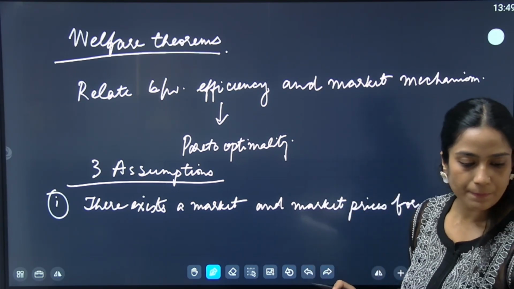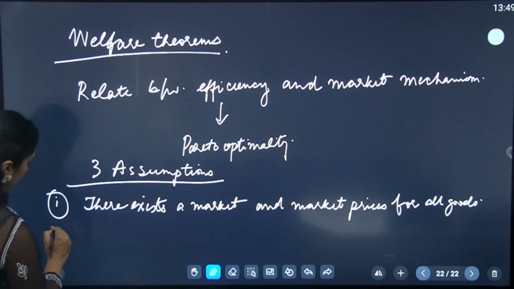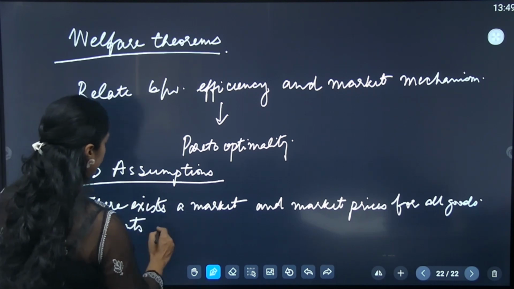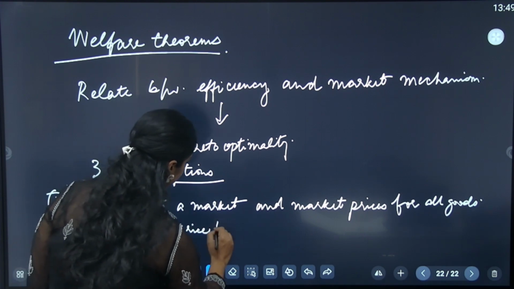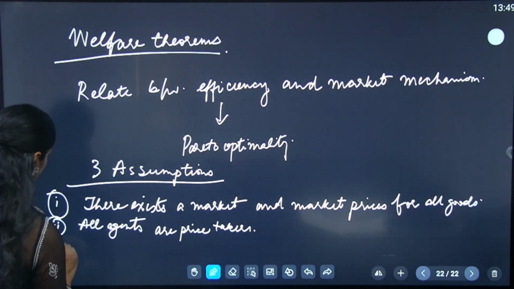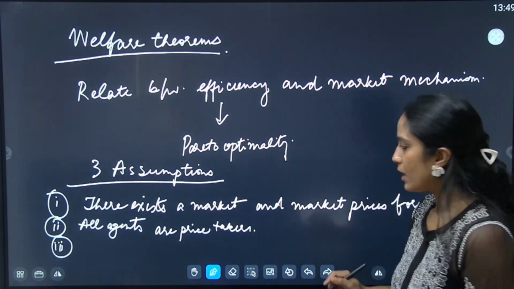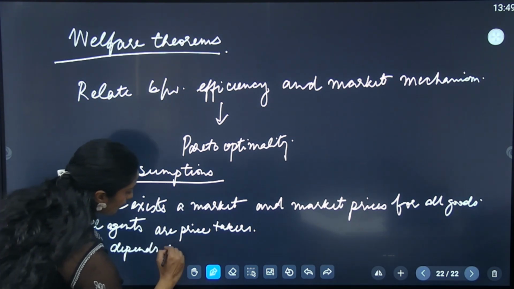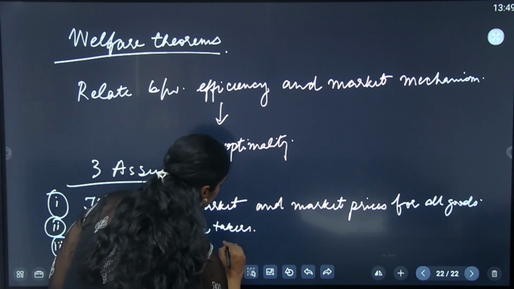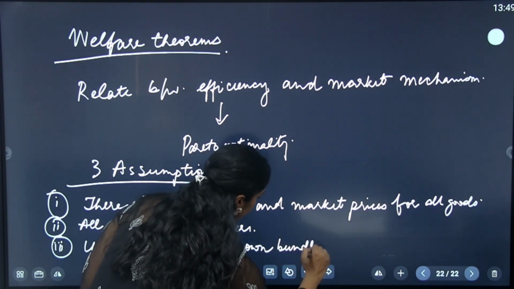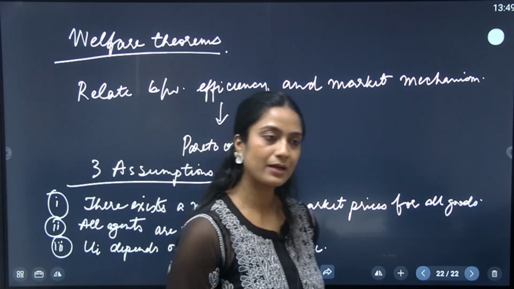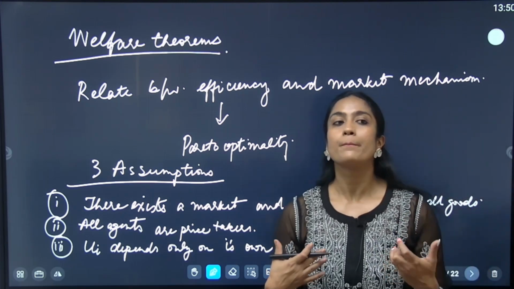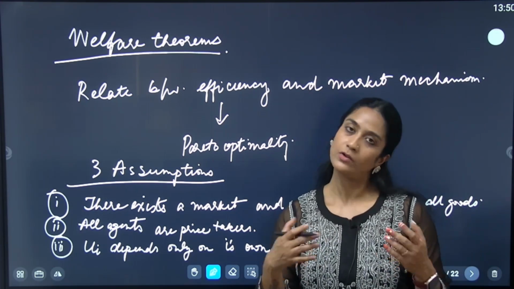Okay? The second assumption is that all agents are price takers. So in this case, we are saying that neither Rahul nor Fiza can affect the prices. All right. And the third assumption says that each person's utility, U_i, depends only on i's own bundle. Okay, so my utility depends only on my bundle, your utility depends only on your bundle. There is no jealousy, there is no altruism. So it's not like you get some sort of happiness or some sort of jealousy when you see my bundle. Your bundle is your bundle, my bundle is my bundle.